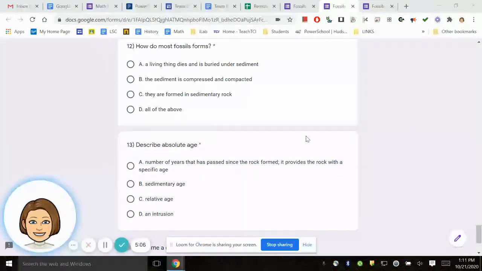Number 13, describe absolute age. A, a number of years that has passed since the rock formed. It provides the rock with a specific age. B, sedimentary age. C, relative age. D, an intrusion.